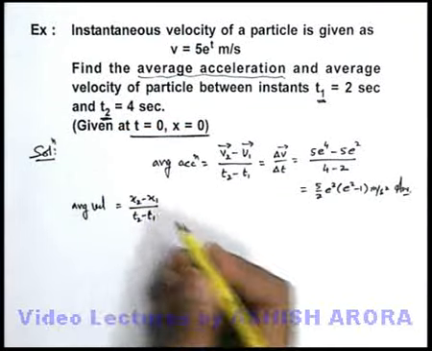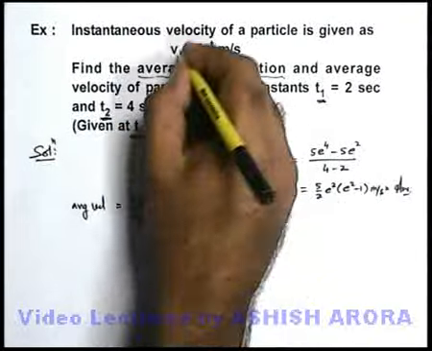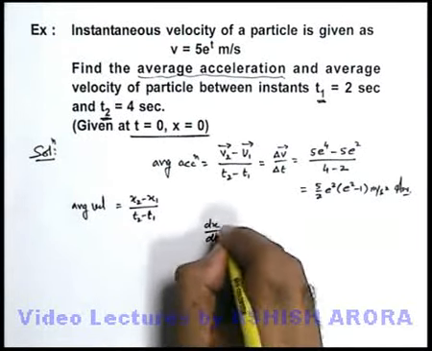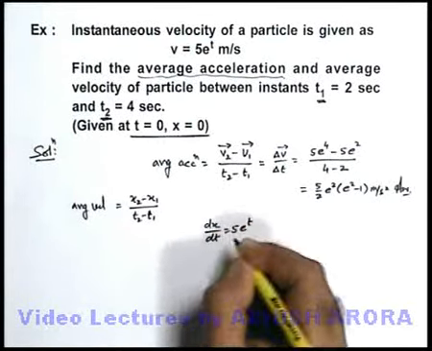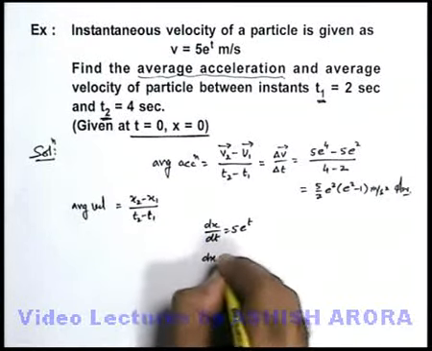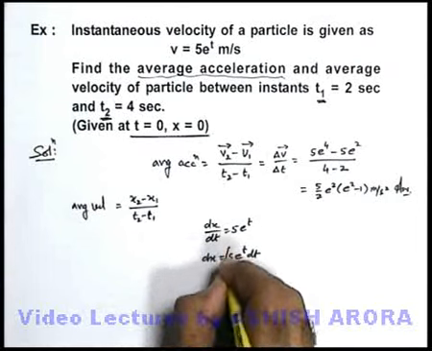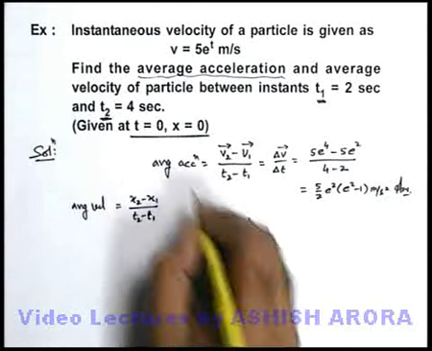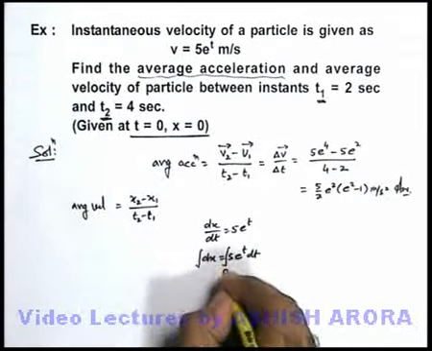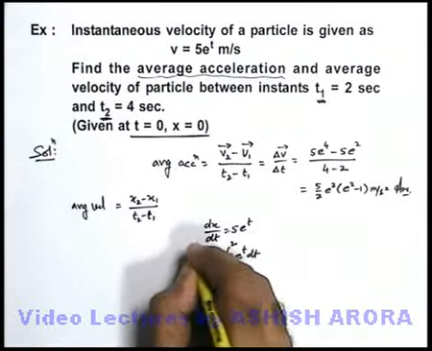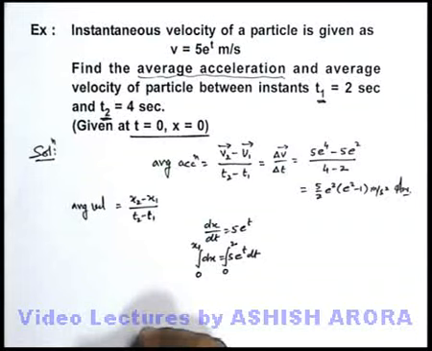So these can be written as, here v is given as 5 e to the power t, so we can write dx by dt is equal to 5 e to the power t. So we can write dx is equal to 5 e to the power t dt. On integrating this expression with the initial condition that at t equal to 0, x was 0, say at time t equal to 2 seconds, the particle was at position x1.